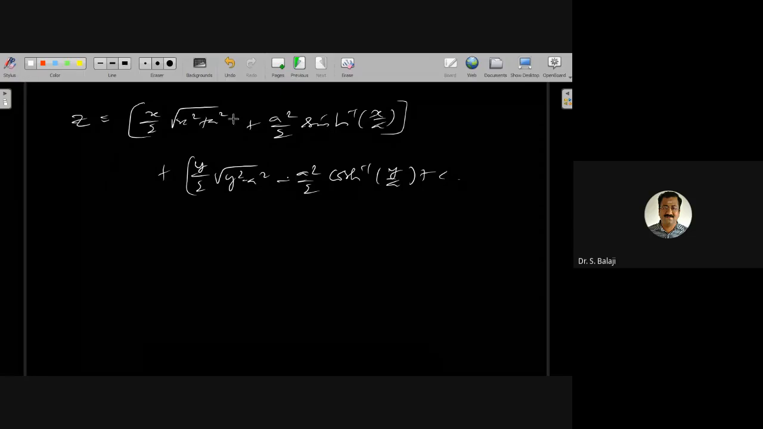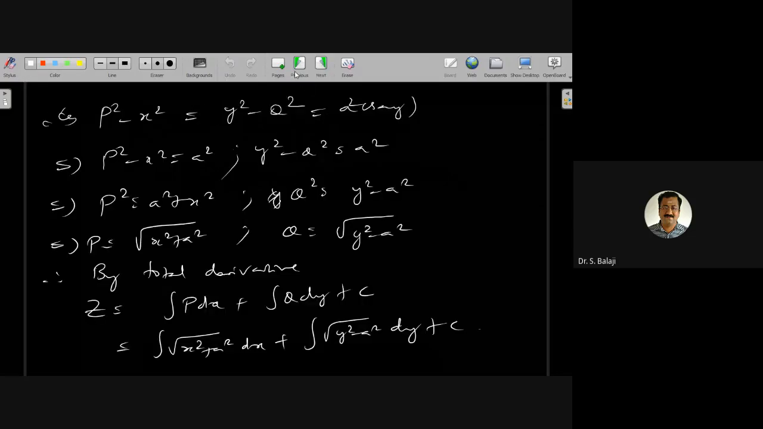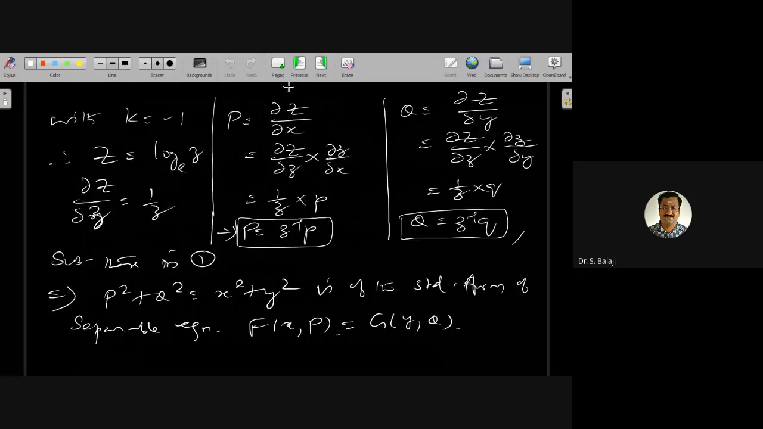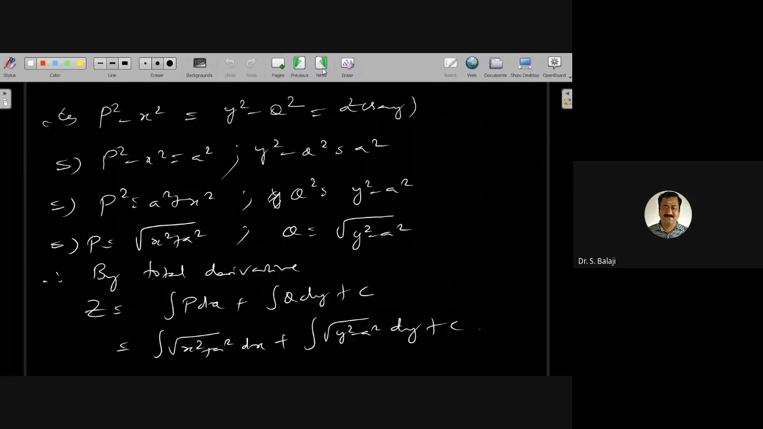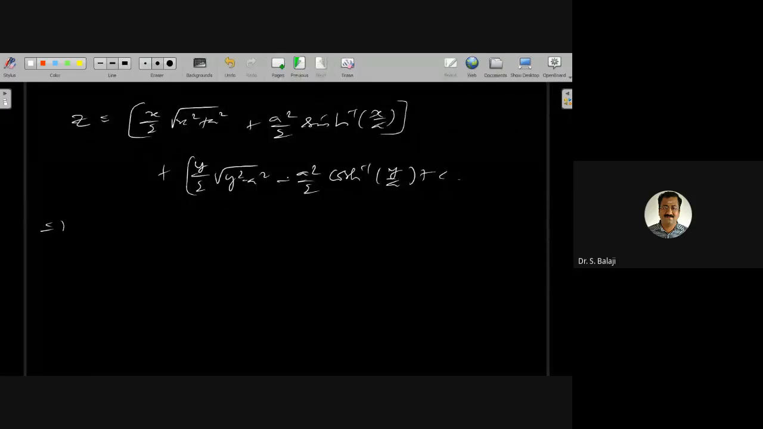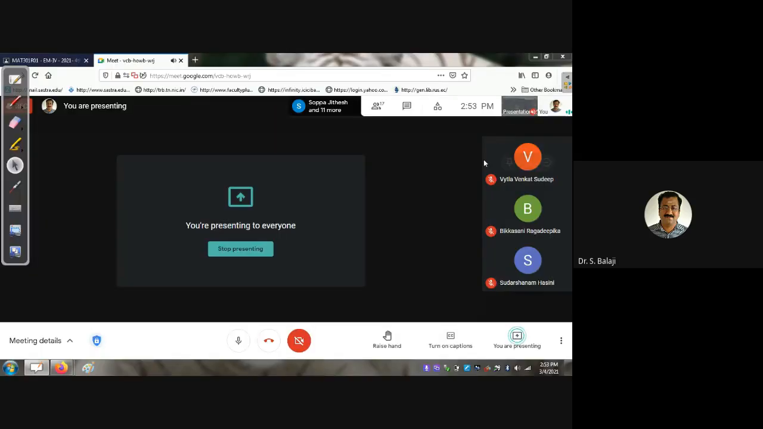Put Z equal to log z here. Log z equal to the same thing is the complete solution.